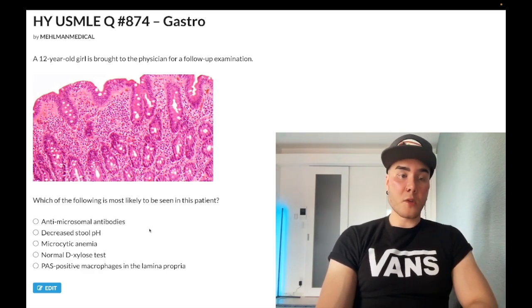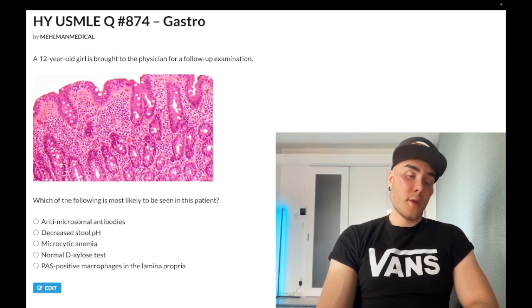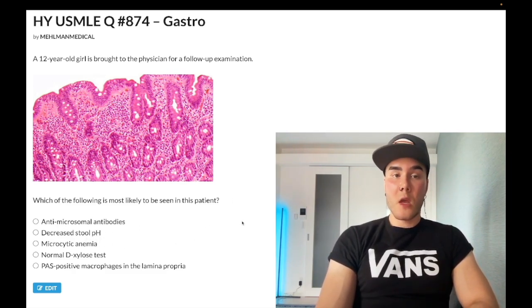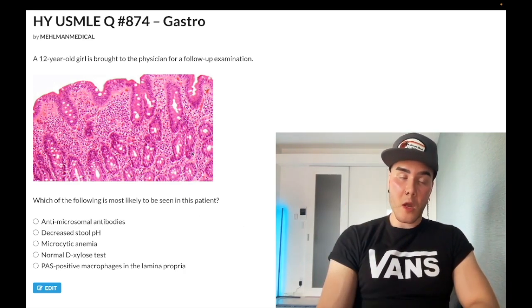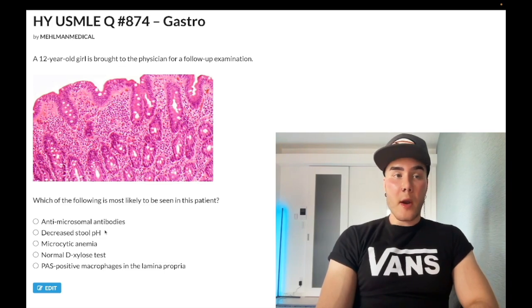Choice B, decreased stool pH. Wrong answer. So this refers to lactose intolerance, lactase deficiency, where you can do a decreased stool pH test or a hydrogen breath test to diagnose. Now, some students might say, well, in this condition, this question, which I'll talk about in a moment, couldn't you also theoretically see a decreased stool pH? Even if that is the case, it's wrong, okay?